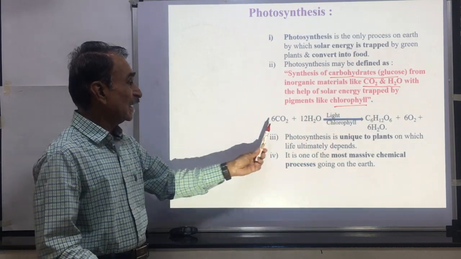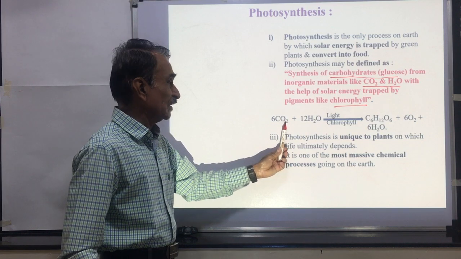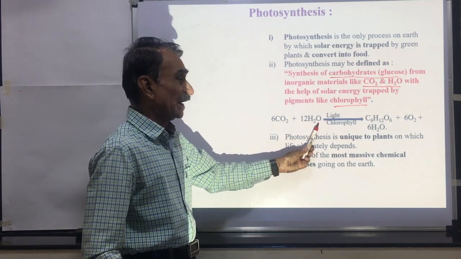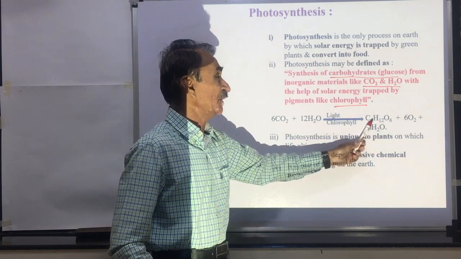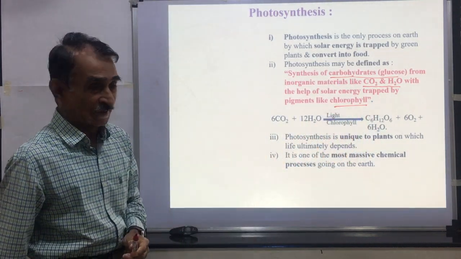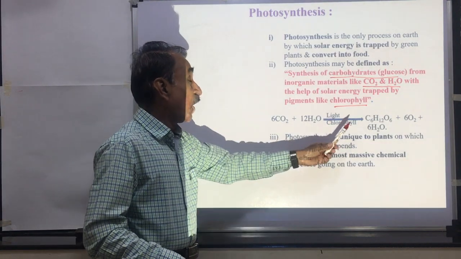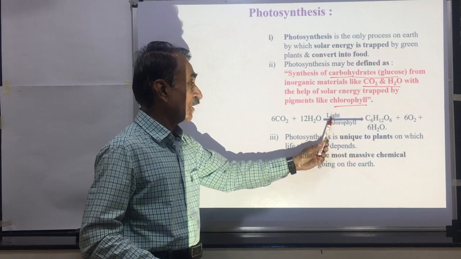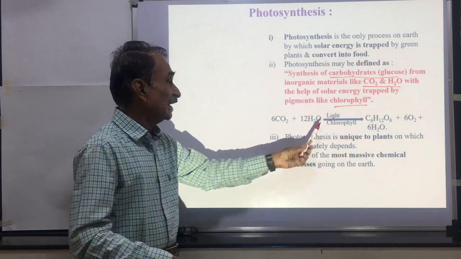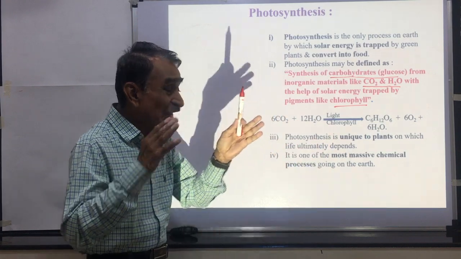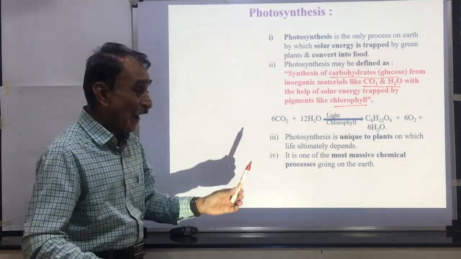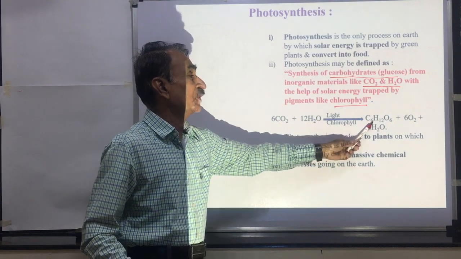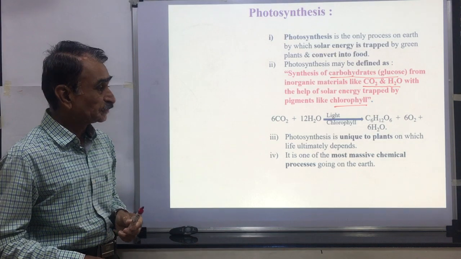You can see here 6 CO2 plus 12 H2O. These are the inorganic materials. These inorganic materials are converted into carbohydrates, for example glucose, C6H12O6. For this synthesis, chlorophyll molecules present in the plants absorb light energy. With the help of this light energy, plants convert the inorganic materials CO2 and H2O into carbohydrates or organic substances.